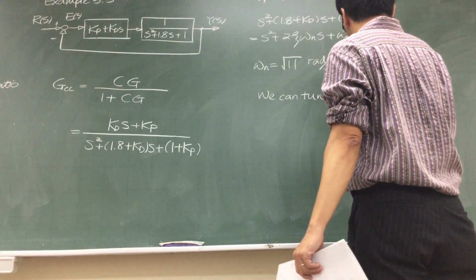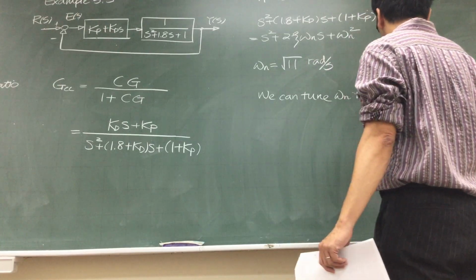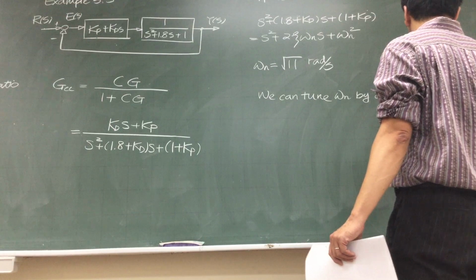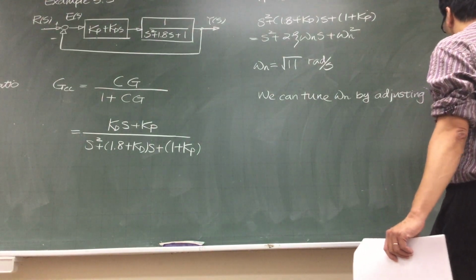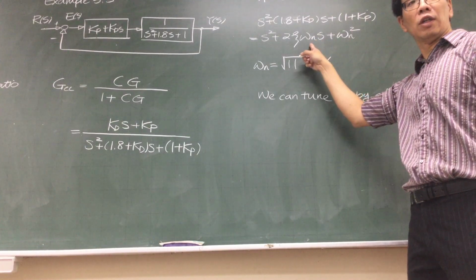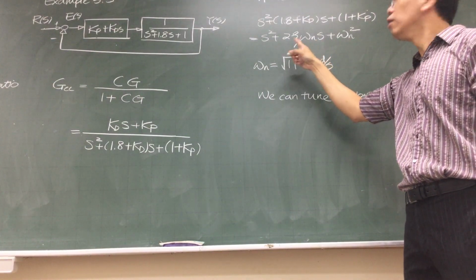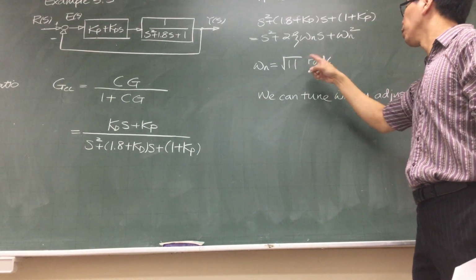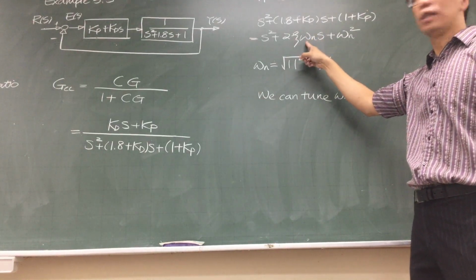Okay? So that is telling us we can tune omega n by adjusting Kp. And you must do this step first, because this term over here is a coupled term of zeta and omega n. So you cannot say, okay, I want to tune this part and determine this part.